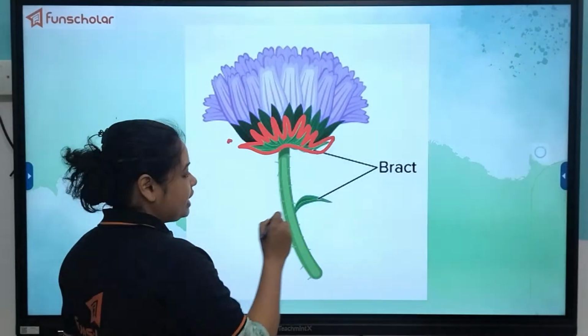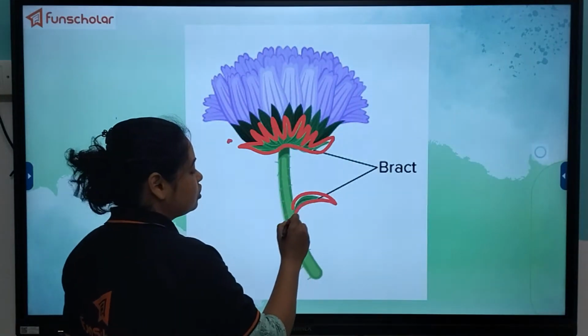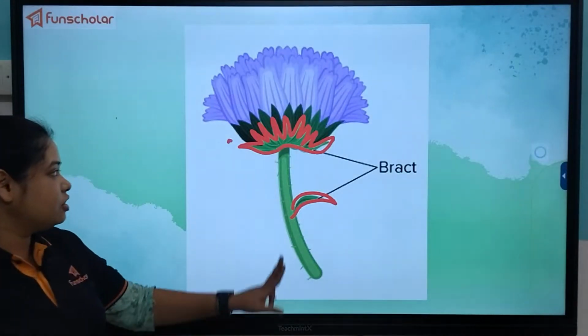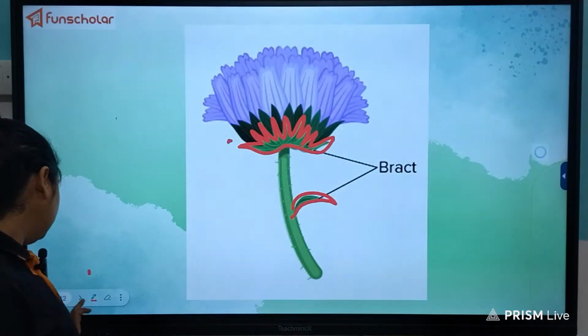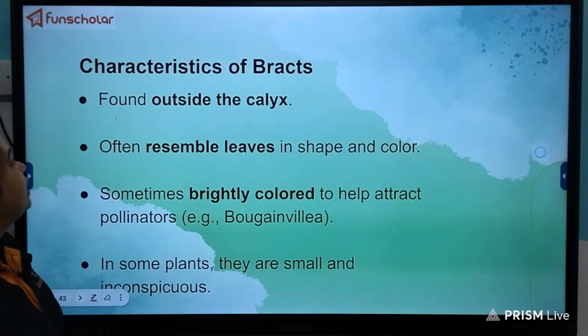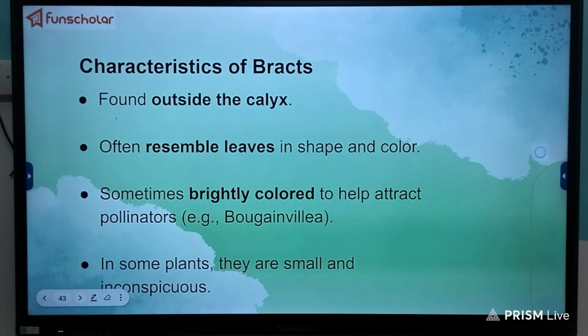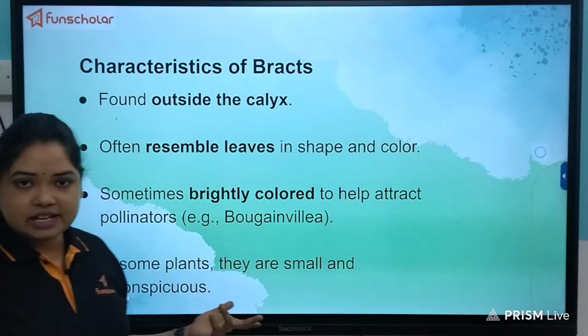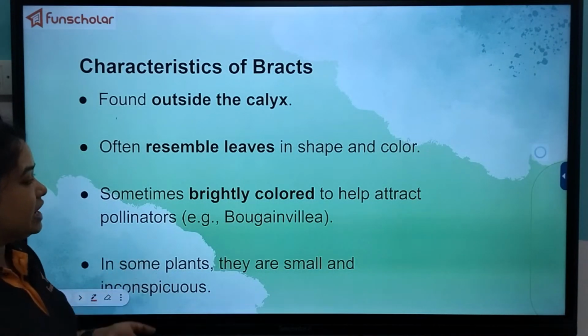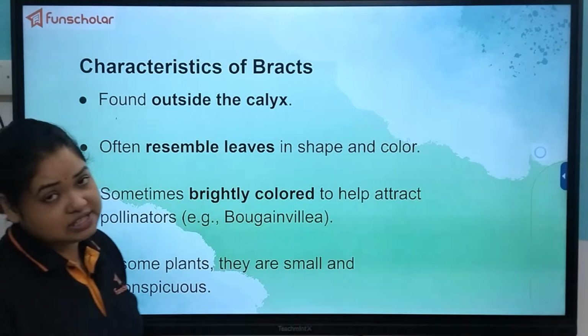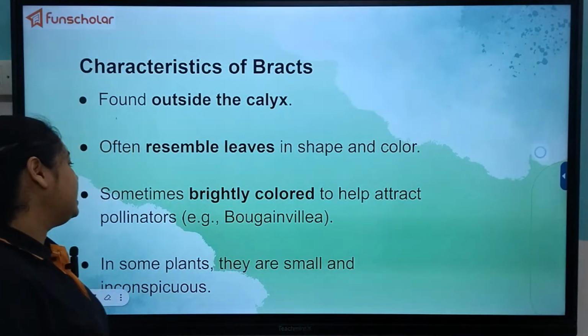This is the bract, and also in the stalk. So both at the base of the flower and also in the flower stalk we can find the bract. Now, what are the characteristics often found outside the calyx that we have seen in the previous image? They often resemble leaves. As I told you, they resemble just like the scale leaves.